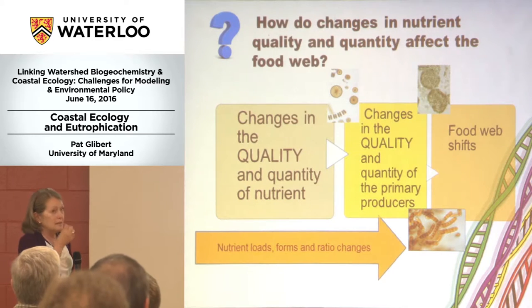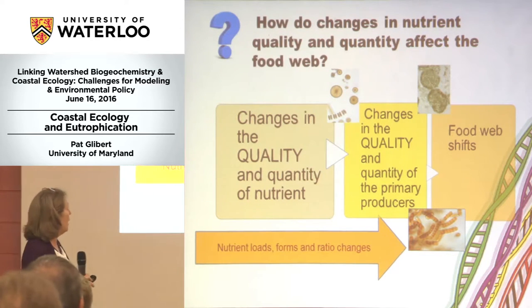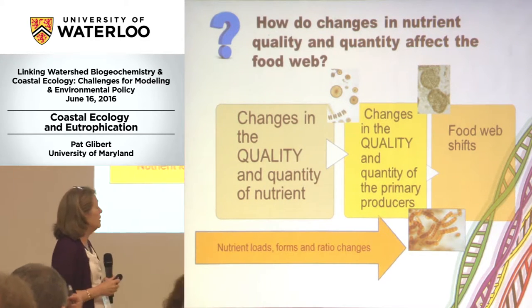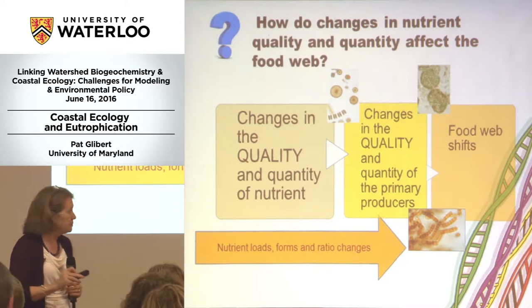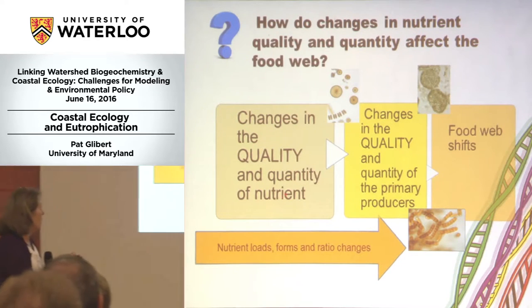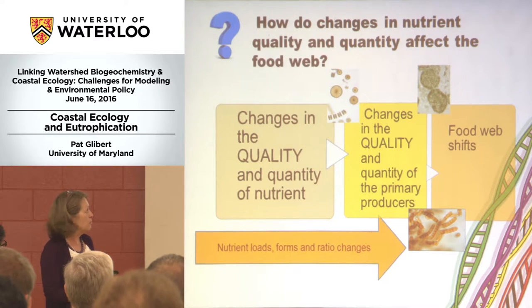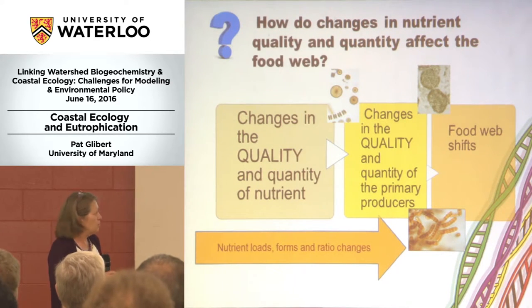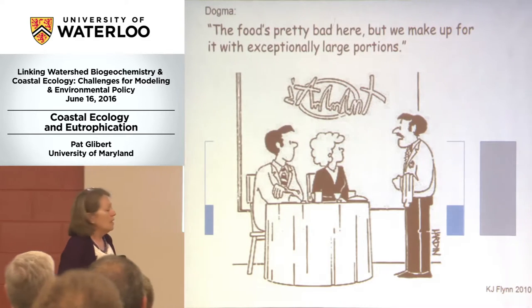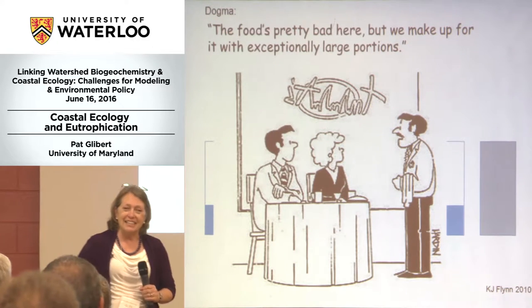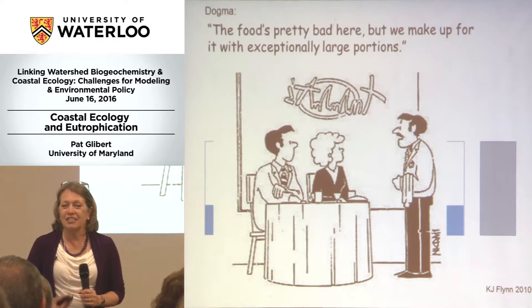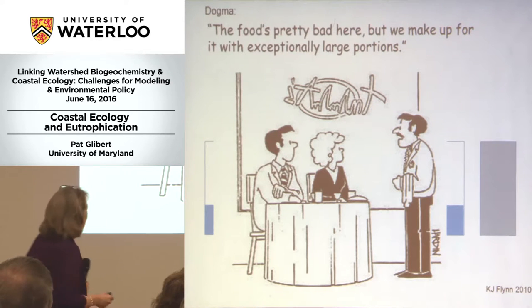So let's now take this up the food web. Do changes in nutrient quantity and quality affect the food web? We've talked about the changes in quality of nutrient and the changes in quality and quantity of primary producers. What about food web shifts? Well, our classic idea is that it doesn't matter as long as they get enough carbon.